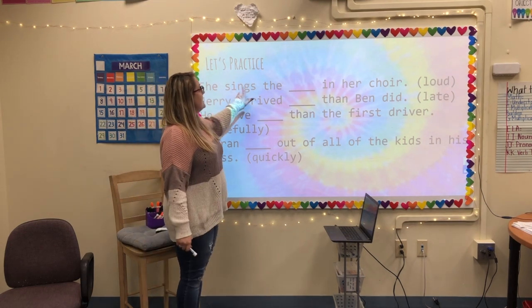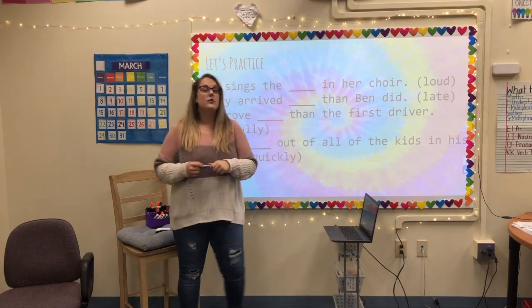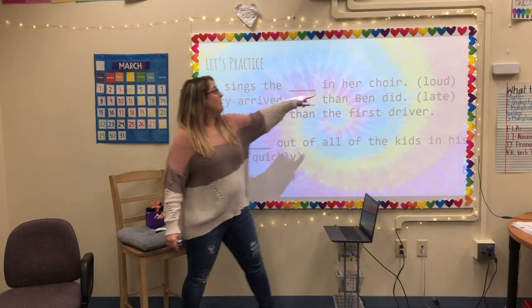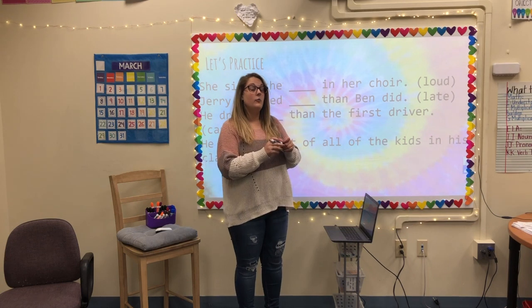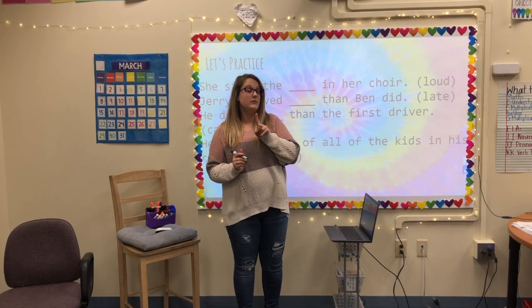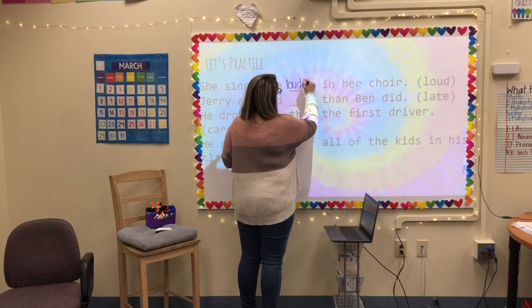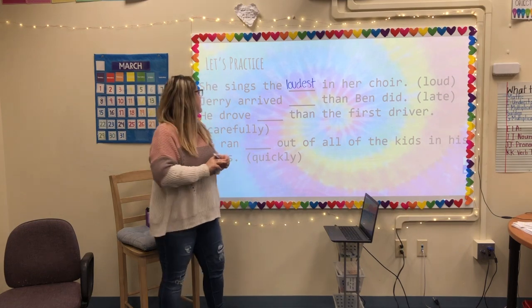She sings the loudest in her choir. So we're talking about the action sing and we're talking about everyone in the choir. So that's more than 2. So again, we take loud, which is a 1-syllable adjective, and we add est to the end since it's more than 2. If it was just 2, we would just add the er to the end.